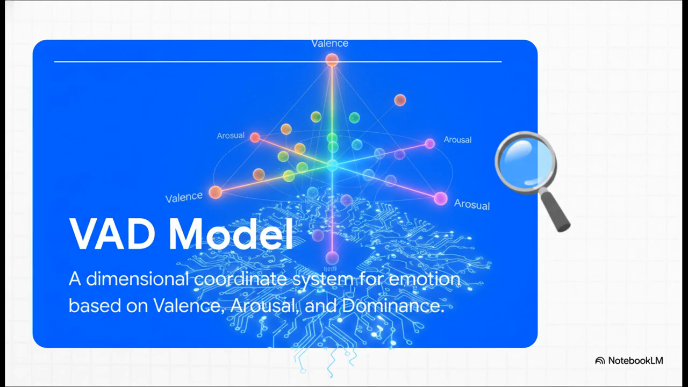Okay, so the gold standard for this rainbow idea is something called the VAD model. This is it. This is the mathematical bridge we need. It basically plots any emotion you can think of on a 3D map using 3 axes. You've got valence. That's just a fancy word for the pleasure scale, from really good to really bad. Then there's arousal. Think of it as the intensity or energy level, from super calm to totally wired. And finally, dominance, which is all about how in control you feel. Those 3 things together can pinpoint almost any feeling.